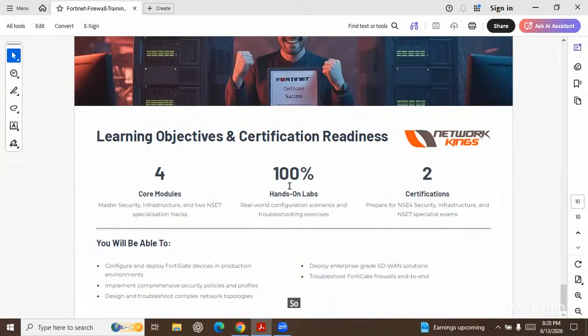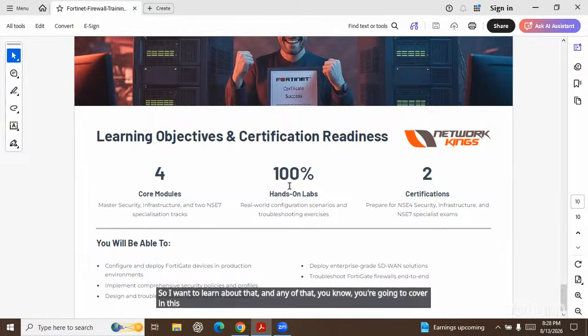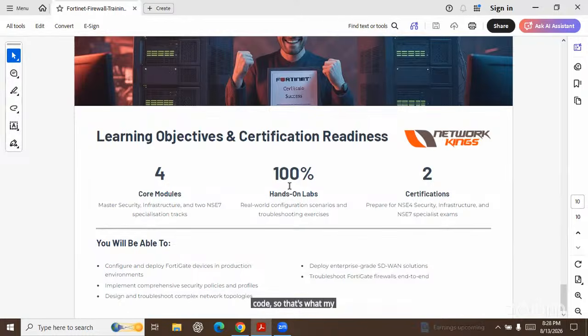So there are some advanced SD-WAN topologies using route tagging and different SLAs. I want to learn about that. Are you going to cover any of that in this course? That's my interest in asking this question. Yes, we are going to.